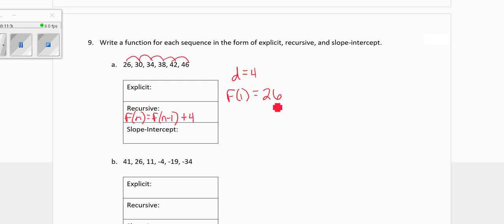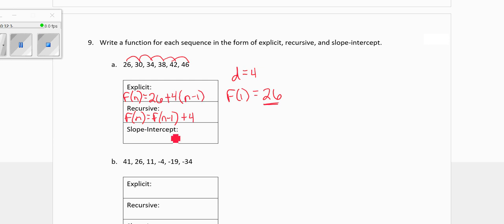My explicit formula always starts with my first term. So to find f of n, or my nth term, I'm going to take my first term, 26. I'm going to add my common difference times 1 less than the term number that I need. So if I'm looking for my third term, I know I need to add 4 2 times. If I'm looking for my fifth term, I know I need to add it 4 times. So 4 times n minus 1.